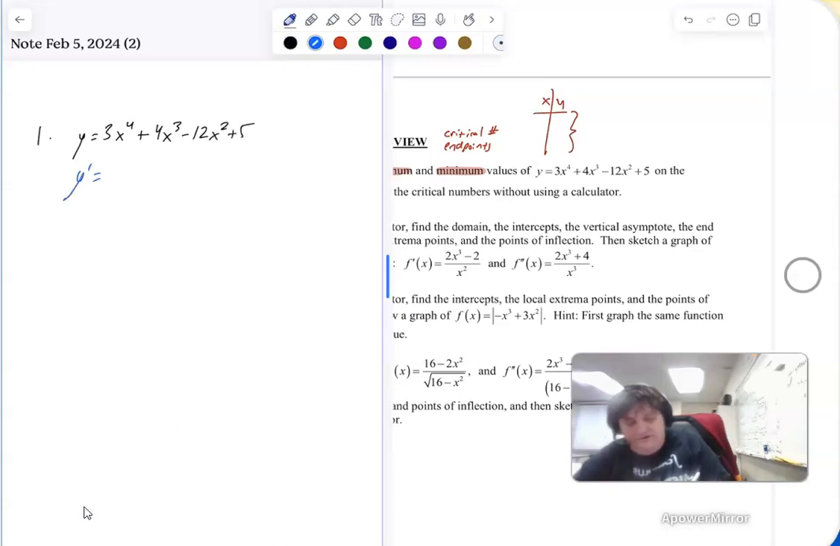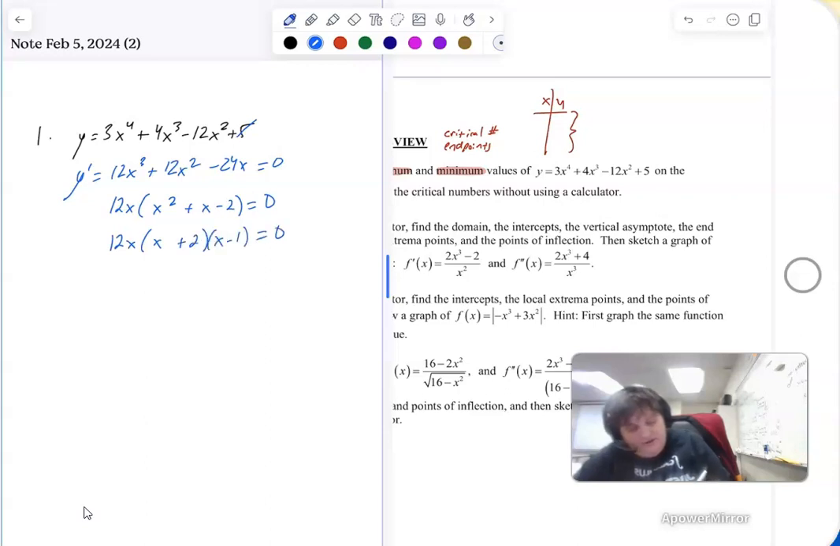Here we go for our critical points. The derivative is going to be 12x to the third plus 12x squared minus 24x. We set this equal to 0. I can factor out a 12x. So I have x squared plus x minus 2 is 0. When I factor that, I get x plus 2, x minus 1. And my critical numbers are from here, 0, from here, -2, and from here, 1.